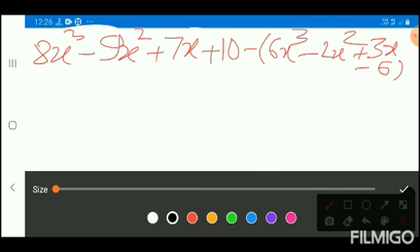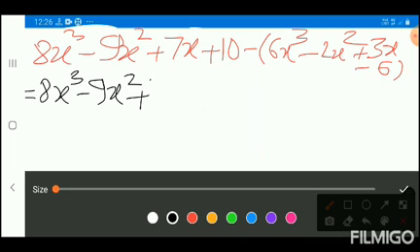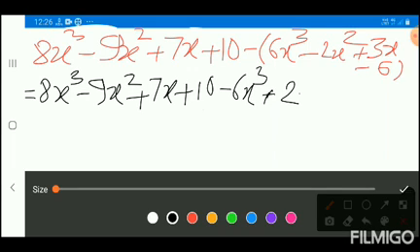I will solve this. First of all, we have to change the sign of the second bracket. So first, whatever polynomial is there, you have to write as it is. Now here a minus sign will be there. Minus minus becomes plus. So plus 2x square minus 3x and plus 6.